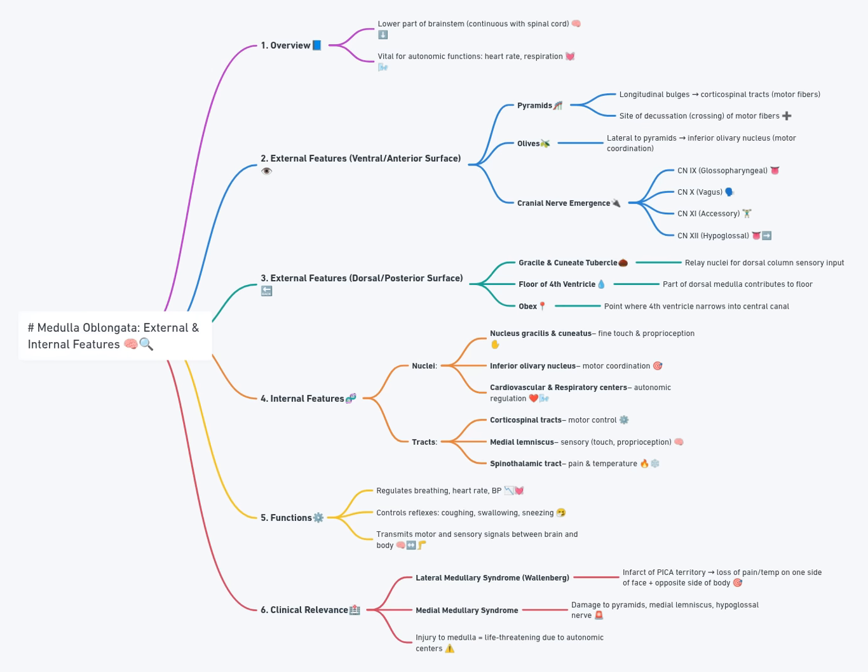Internally, a cross-section of the closed medulla reveals a central canal surrounded by gray matter. Anteriorly, the paired pyramids contain descending corticospinal fibers. Just lateral, the inferior olivary nucleus appears as a dense cluster of gray matter, its fibers climb back up to the cerebellum. Dorsally, the gracile and cuneate nuclei lie beneath their corresponding tubercles.